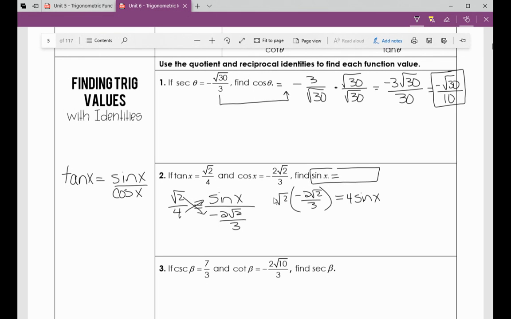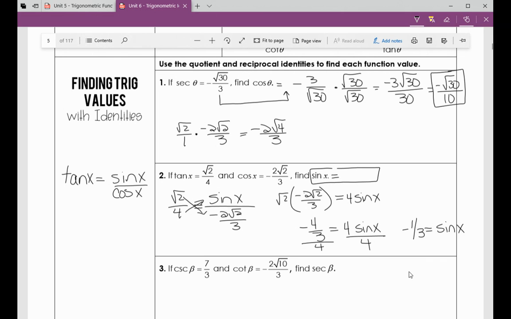When I multiply here, I actually end up with -4/3. What happens is if you take the square root of 2 and put it over 1 and multiply that by -2 square roots of 2 over 3, you get -2 square roots of 4 over 3. What's the square root of 4? 2. And 2 times -2 gives me -4. So that's where I got this number from. Now, one final thing. Divide both sides by 4. So what does sine x actually end up equaling? I need the exact value, not a rounded decimal. So what is -4/3 divided by 4? Is that what you got? -1/3?